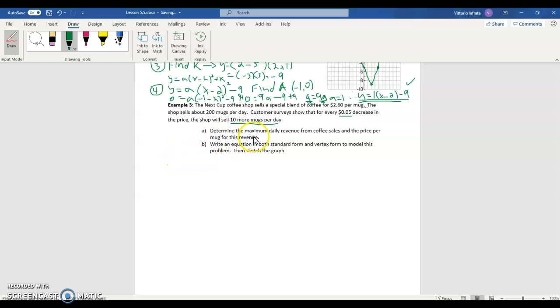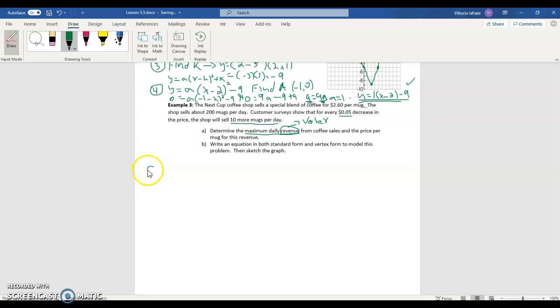So we need to determine the maximum daily revenue from the coffee sales and the price per mug for this revenue, so for what's modeled in this equation. And then after that, we need to write an equation in both standard and vertex form. So we're looking for the maximum daily revenue. Remember, maximum means vertex. Vertex. We're looking for revenue.